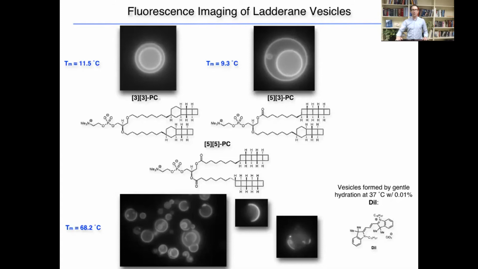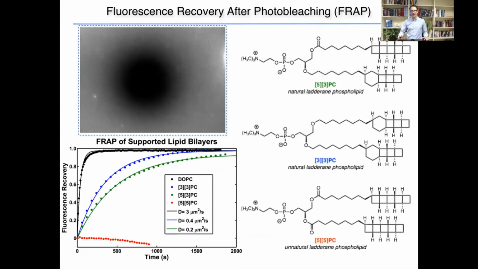Okay, in the top, we have these two natural laterane phosphatidylcholines, the 3,3 as we call it, and the 5,3 PC. Those melt below room temperature. So if we add a little bit of lipophilic dye, they self-assemble and the dye goes into the bilayer, and then we can visualize it through these fluorescence microscopy images. The compound at the bottom, this non-natural compound, melts at a much higher temperature. And so if we heat this up in water with the dye and then cool it down to room temperature, we see this sort of phase separation. So that's indicative of being in the gel phase at room temperature. And we have other data to support that.